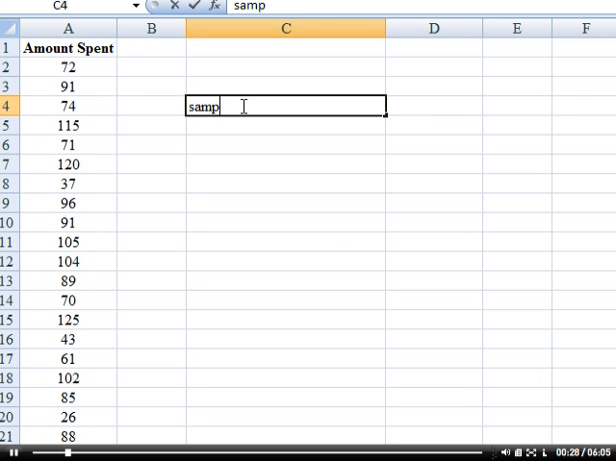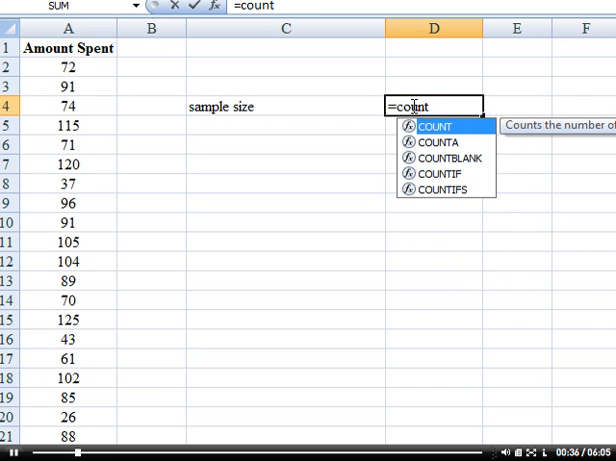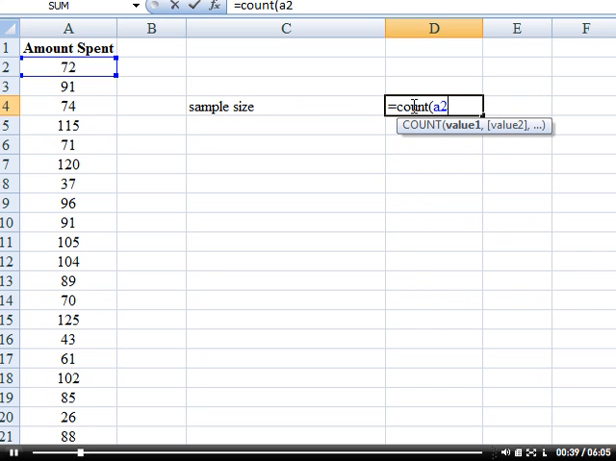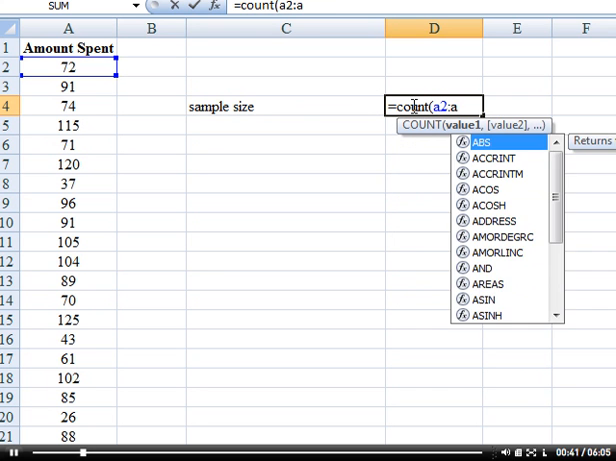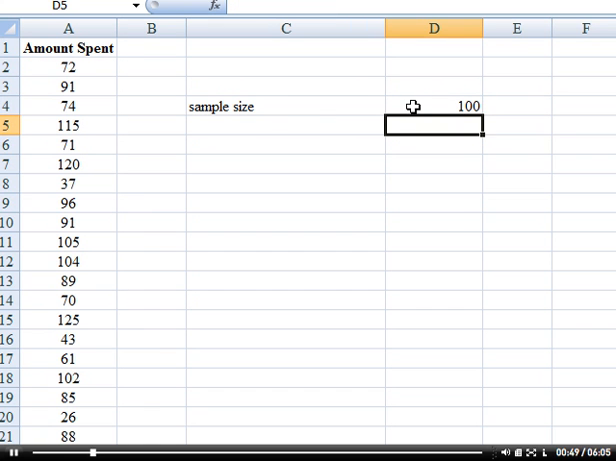So we name it sample size. And then the function is to count. We want to count how many there are in our sample size. So the cell numbers, the range, goes from A2 to A101. Equals count will tell us how many there are.